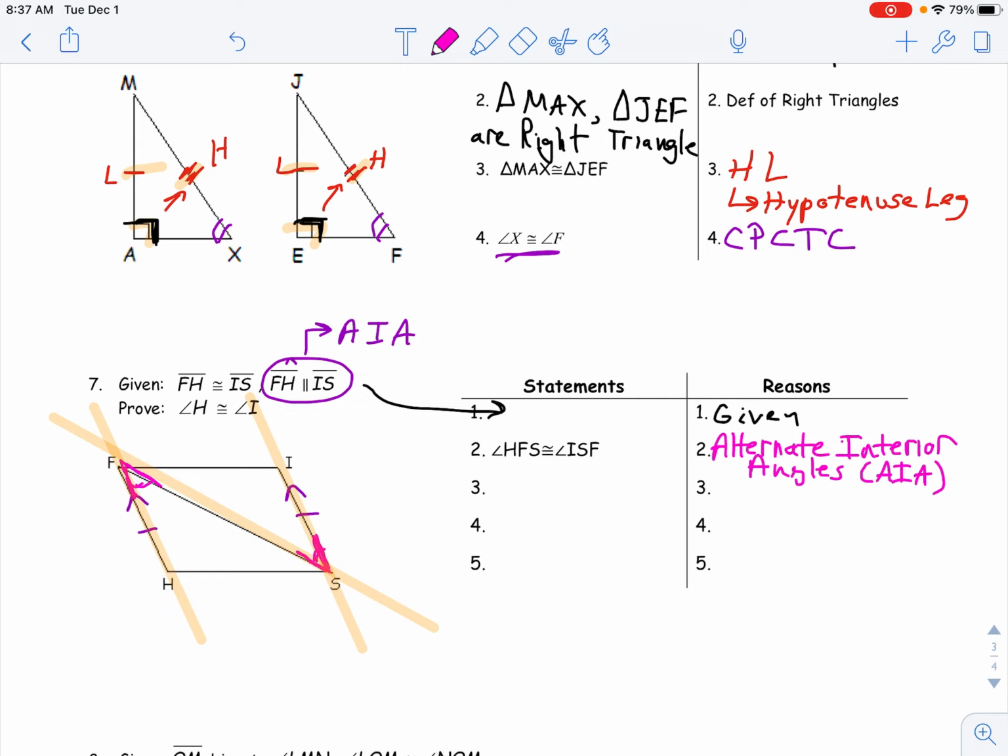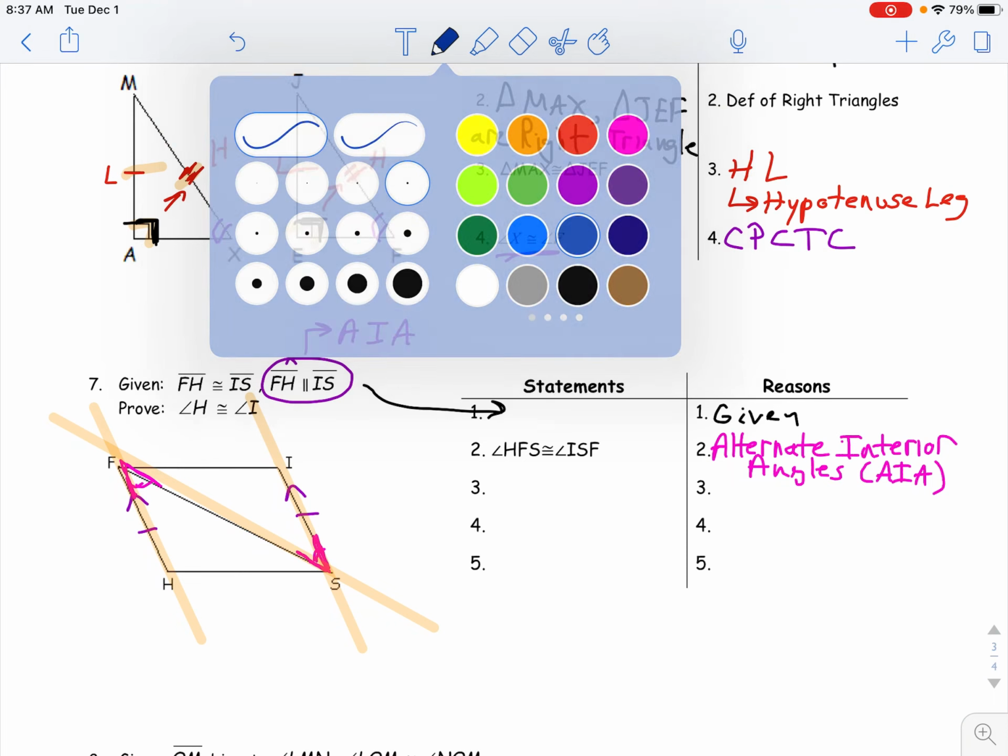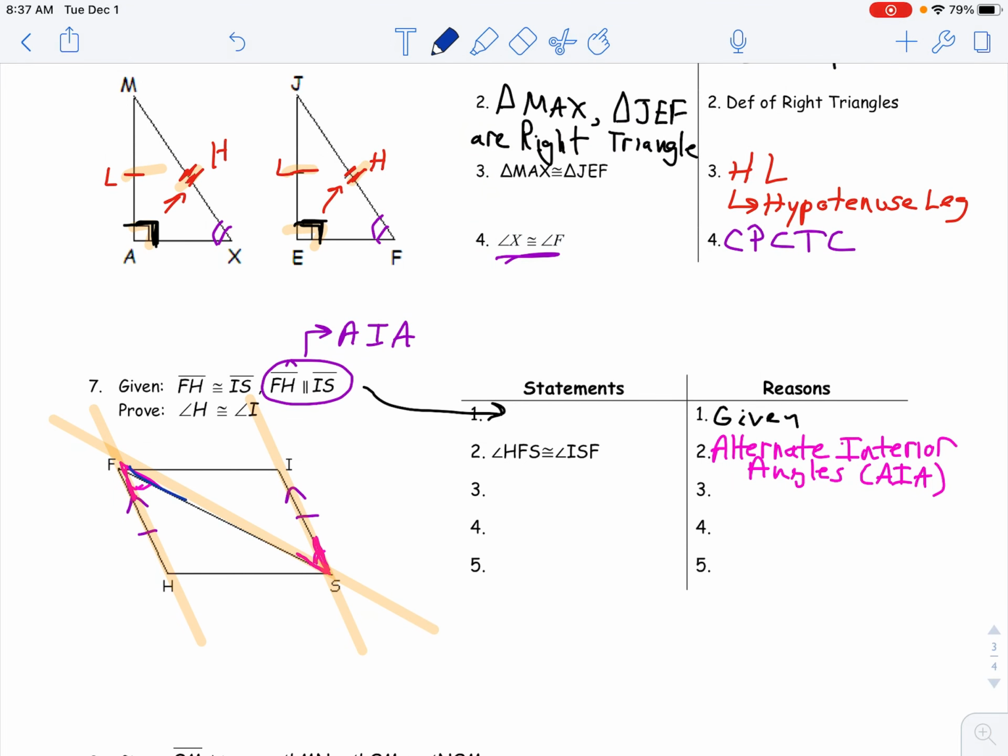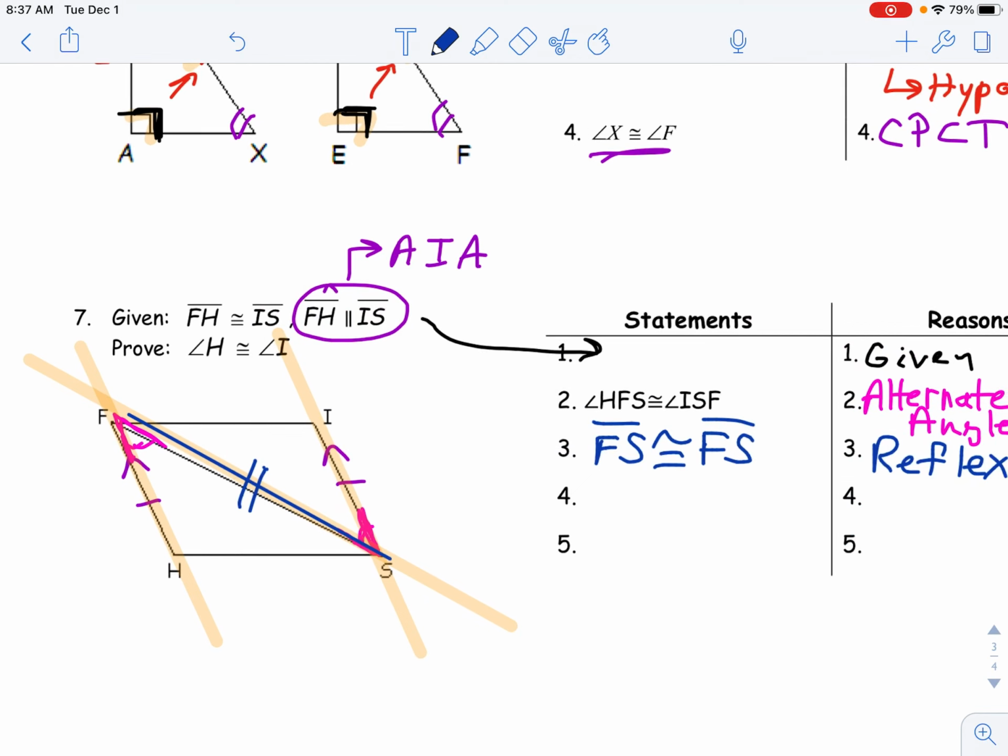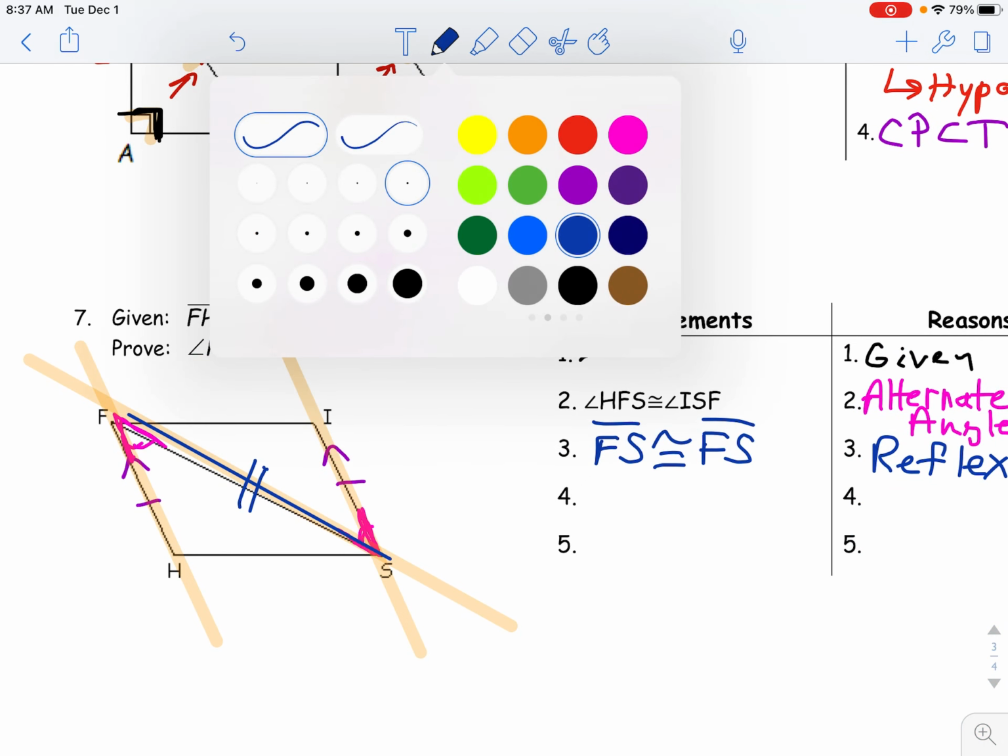So what do we do from here? There's not really a lot. I just now realized we have this shared side. I did a horrible job, but we're just going to live with it. FS is congruent to FS by reflexive. And something I forgot to mention, this spells out FISH. Isn't that funny? Fish.